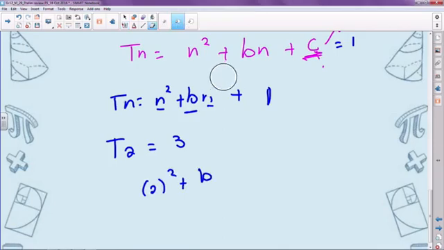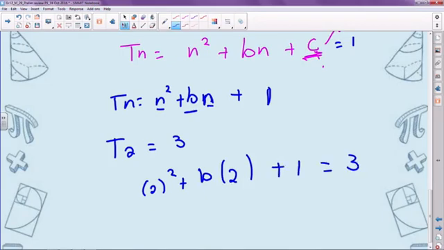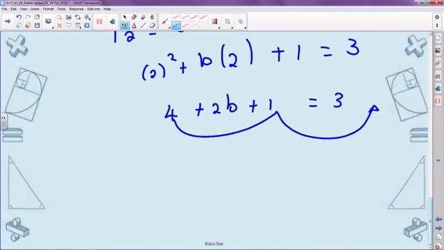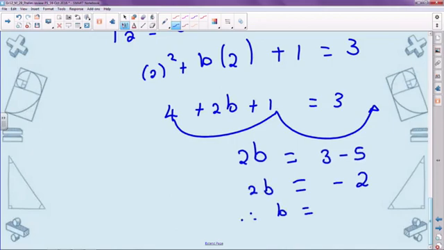plus b, and I keep putting the square there. I'm not sure why I'm doing that, but anyway, we'll just correct that. So we get 2 squared plus b times 2 plus 1 is equal to 3, and we're going to solve for b. So we get 4 plus 2b plus 1 is equal to 3. 4 plus 1 is going to give you 5. Move the 5 over to the right-hand side by subtracting 5 on both sides, and you'll get 2b is equal to 3 minus 5. 3 minus 5 is minus 2. So therefore, b is equal to negative 1.